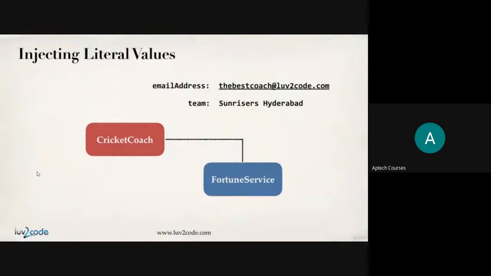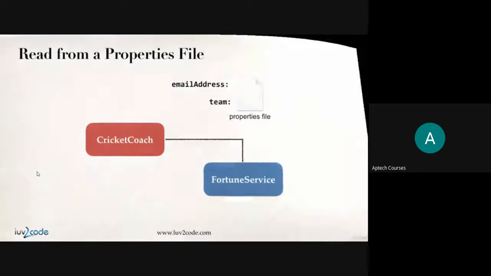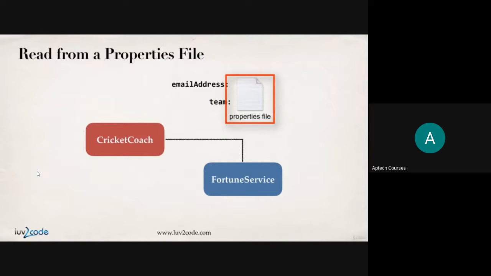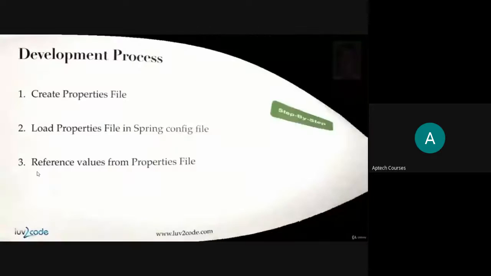All right, so in the previous videos, we learned how to inject literal values. So we could inject the email address and the team. The only problem is that those values were hard-coded in the config file. And what we'd like to do is be able to read this information from a properties file. So we'll have an external properties file, we'll have our values there, and then we'll be able to read the email address and team name from this properties file.